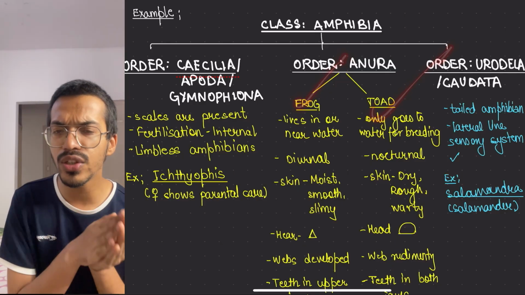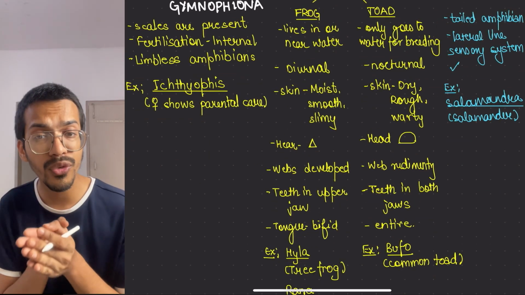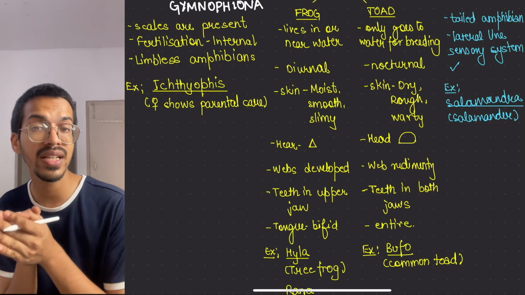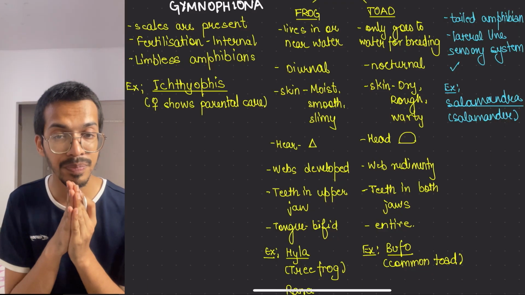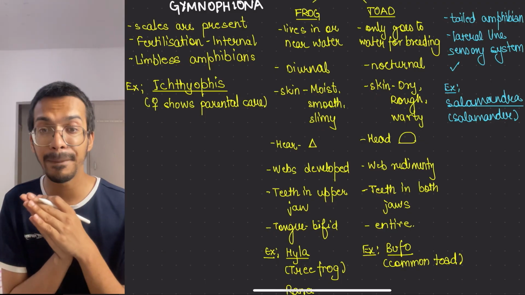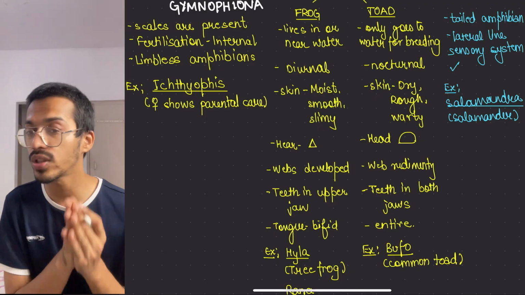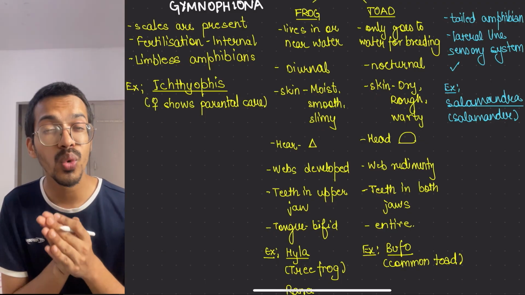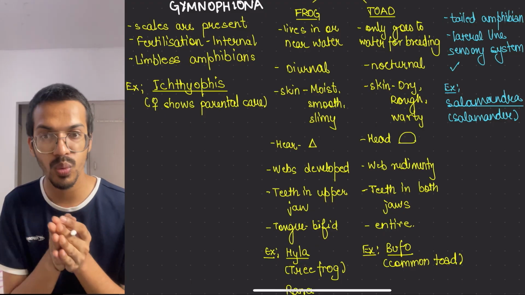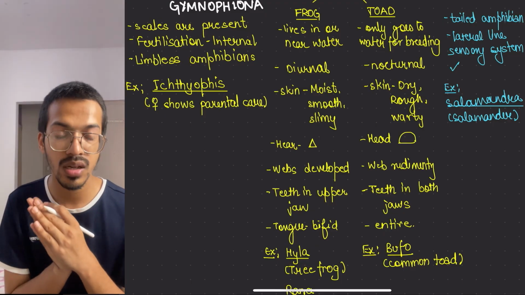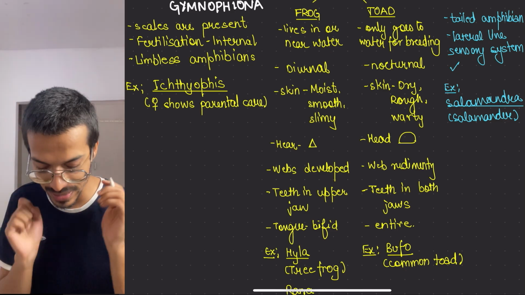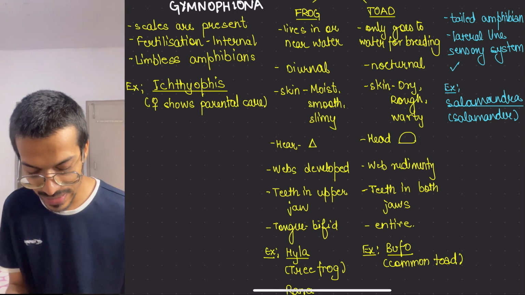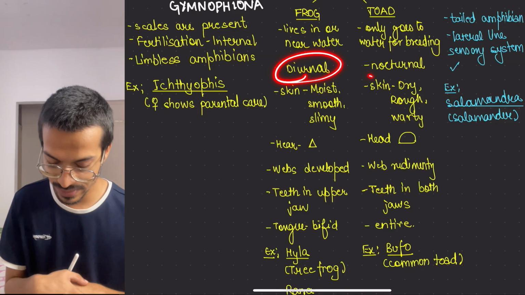Now what is the difference between toad and frog? Frog lives in both aquatic as well as terrestrial habitats, meaning it will live in both. But the toad will only go to the water for the breeding time only. The toad skin is very dry, whereas frog skin is moist. The frog has a more conical head, whereas the toad has a more semicircular head. The frog is more daytime active, the toad is more nighttime active.